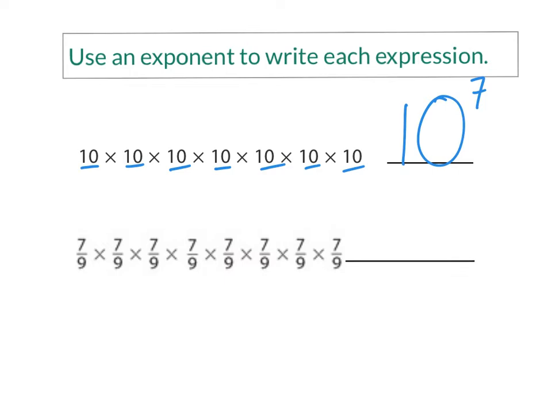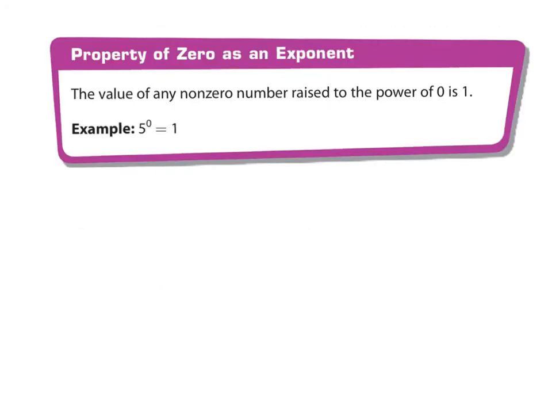We can do the same thing with fractions. My base is going to be that number I'm using as a factor. So this one is 7/9. You will notice when you represent fractions with an exponent, there's parentheses around it so that we know that exponent goes with that whole part of the fraction, not just the numerator or the denominator. And then I'm going to count again how many times it's used. 1, 2, 3, 4, 5, 6, 7, 8. So 7/9 to the 8th power.